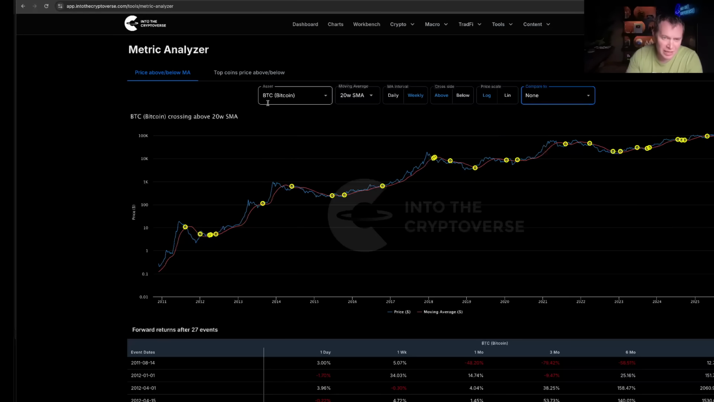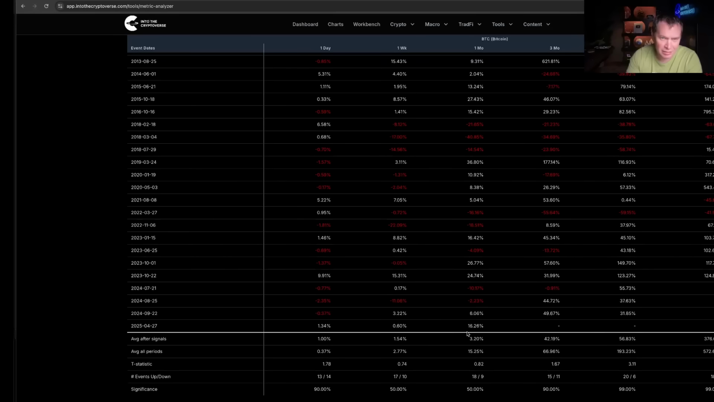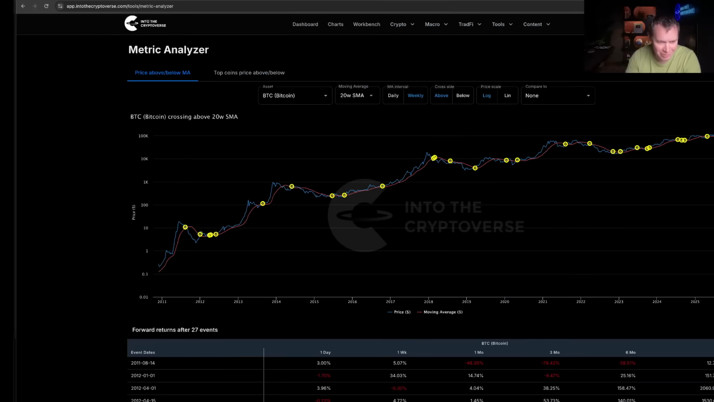Here you can see Bitcoin's returns on average when it got a close above the 20-week SMA. On average, you can see that a month later, Bitcoin's up 3%. 3 months later, it tends to be up about 40%. And then 1 year later, it tends to be up about 376% on average.